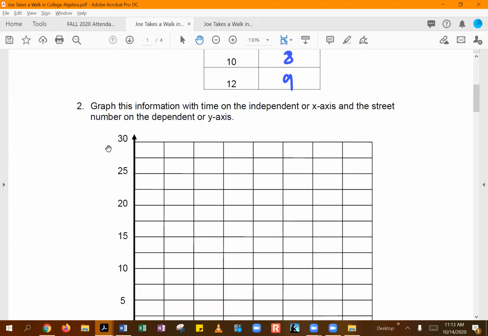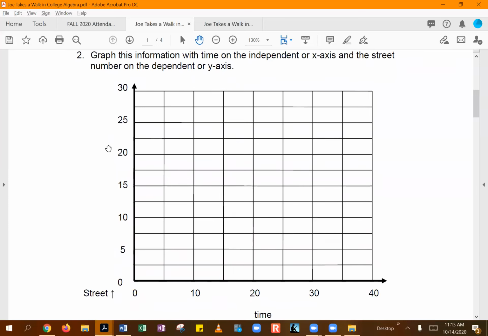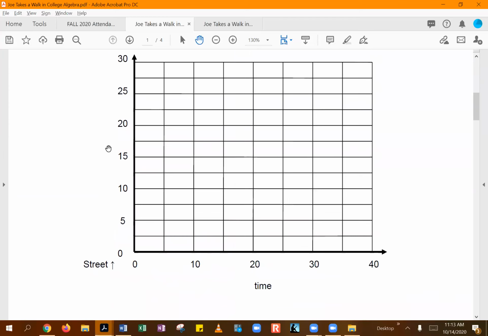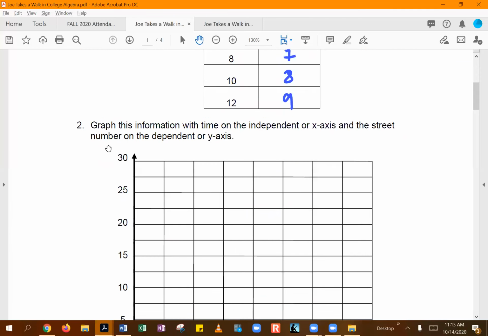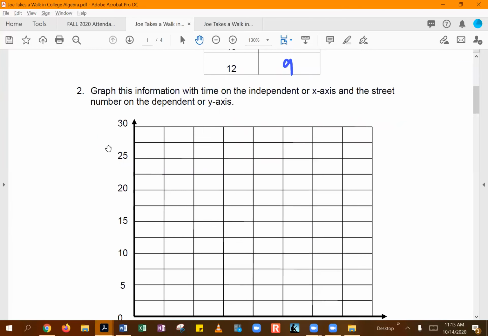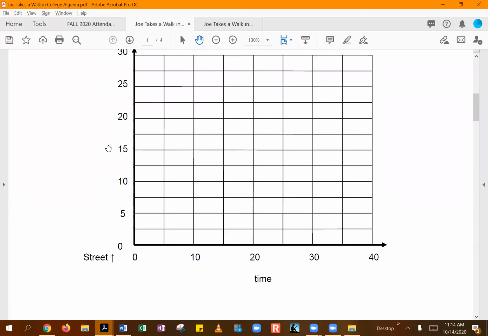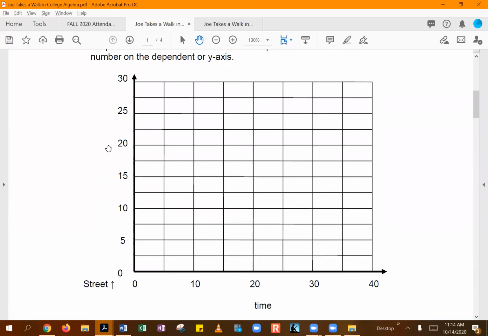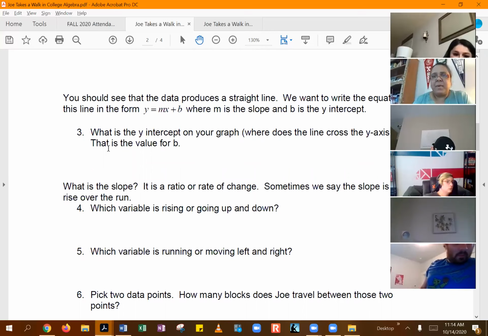So basically they're saying, graph this information with the time on the independent axis, or the x-axis, and street on the y-axis. Obviously, since we are doing this electronically, we will not be able to do a graph. If you have graphing paper easily available or just a notebook, you can try and see what the graph will look like, because some of these questions are going to be based on what kind of graph you end up coming up with.